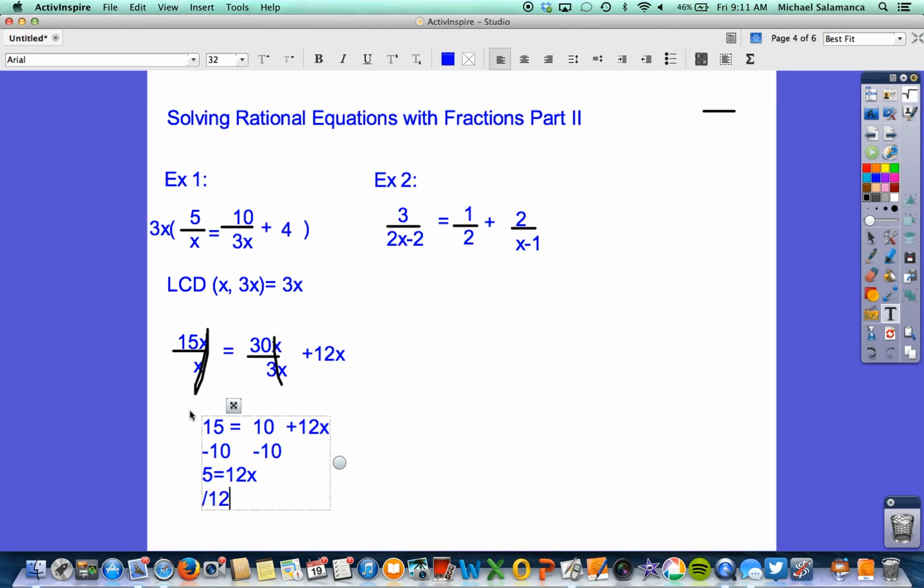We're going to divide by 12 to both sides. Now notice we're dividing by 12 to both sides so that we isolate, or get, the x by itself. And we're left with x equals 5/12.